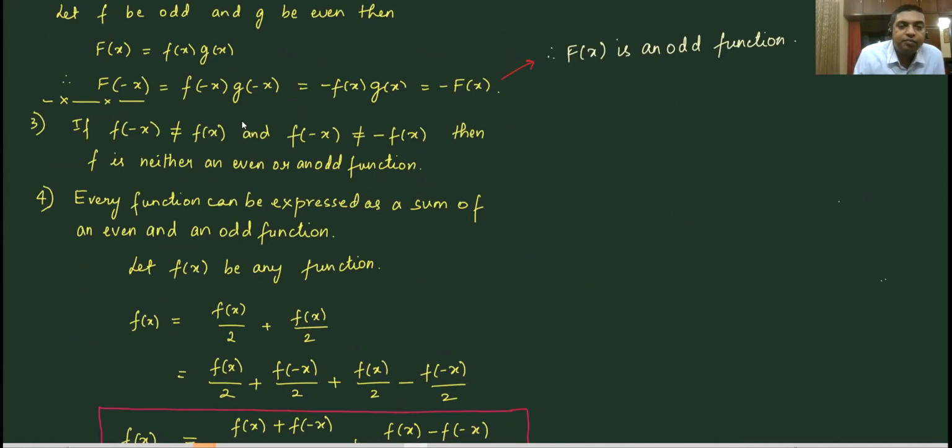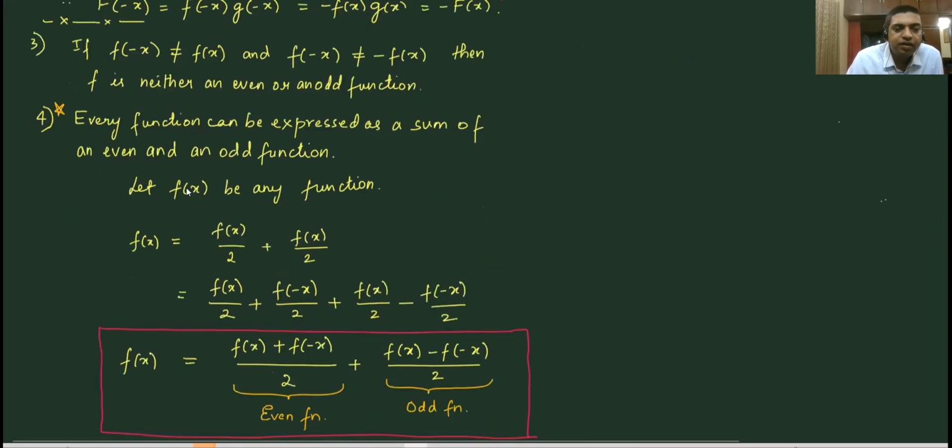Now, this is a very important property. Very, very important property. Very useful. Every function can be expressed as a sum of an even and an odd function. So let f of x be any function. Then f of x can be written as f of x by 2 plus f of x by 2. Then we can add and subtract f of minus x: you have added f of minus x, and you have subtracted f of minus x.